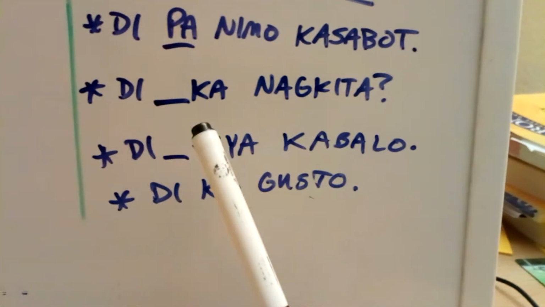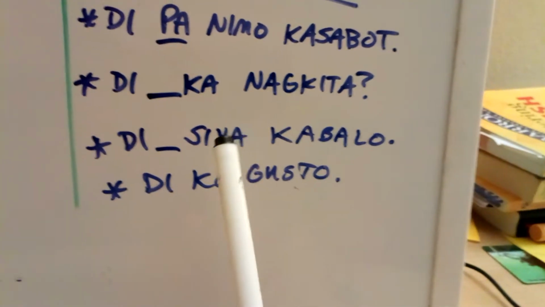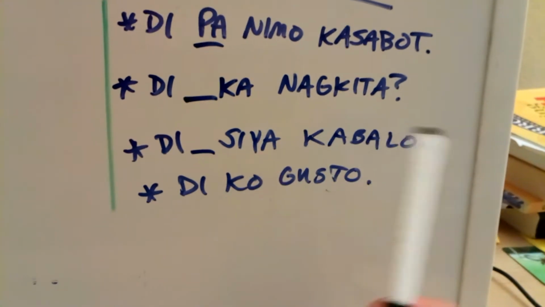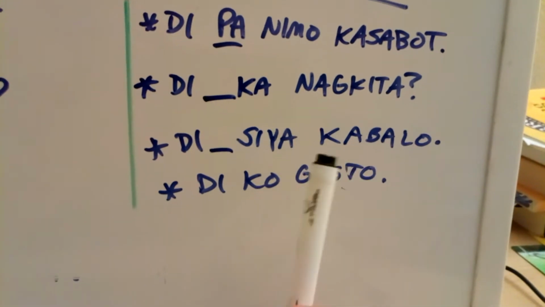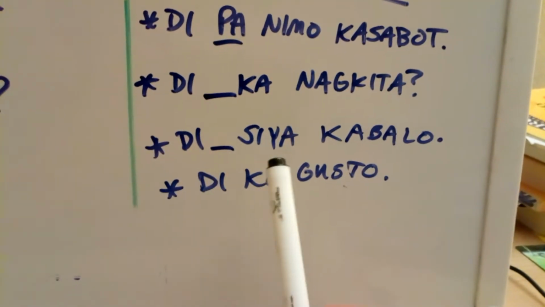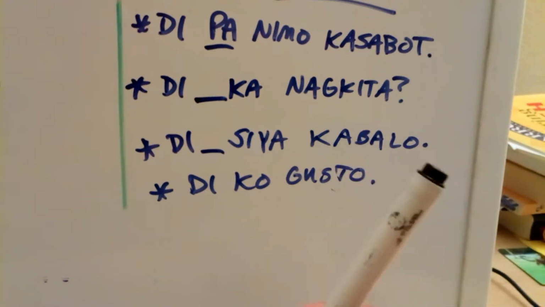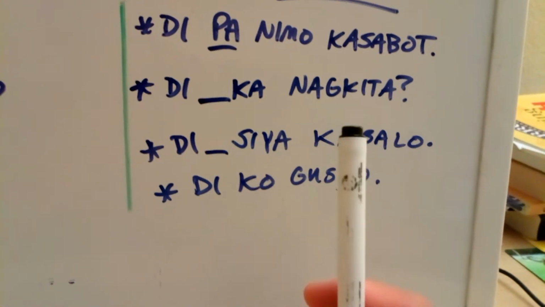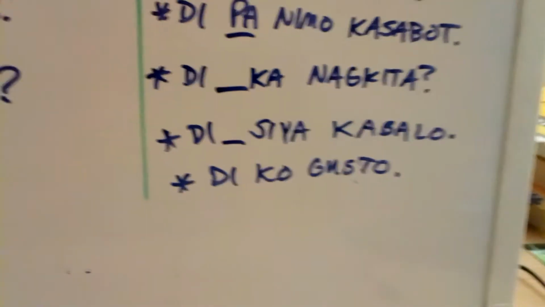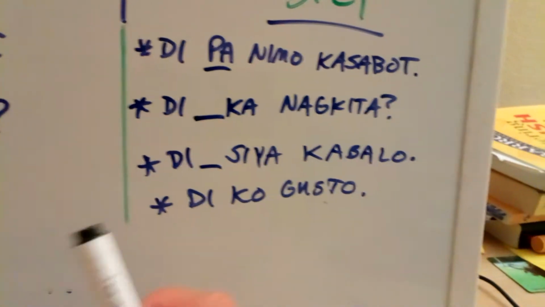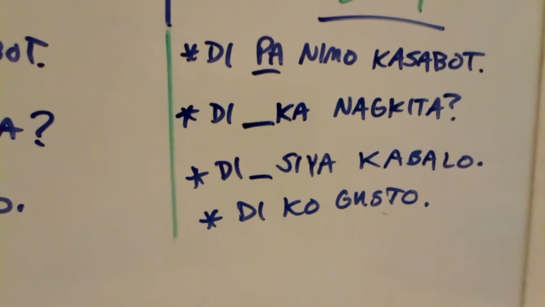Versus for the dili part, di pa siya kabalo, di siya kabalo. So dili siya kabalo means he doesn't know or he won't know. It gives you that vibe of he will not know. The di pa siya kabalo means he still doesn't know yet. He still doesn't know yet, and he never started the initiating of knowing something, or he never started the action of knowing something. So he still doesn't know yet, right? In the future, because it's not a completed action. It's still an ongoing action of still trying to know.